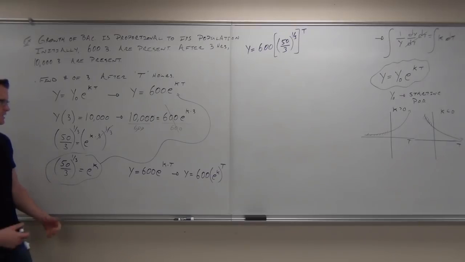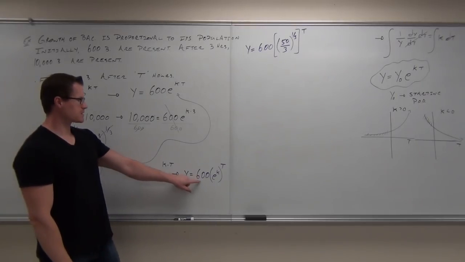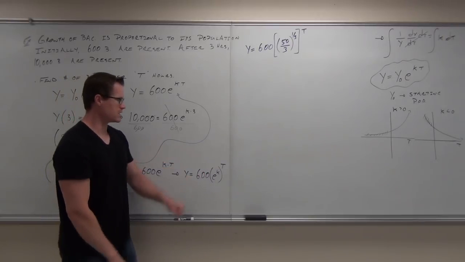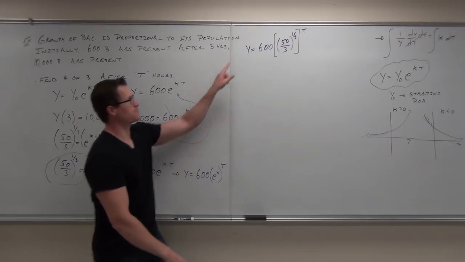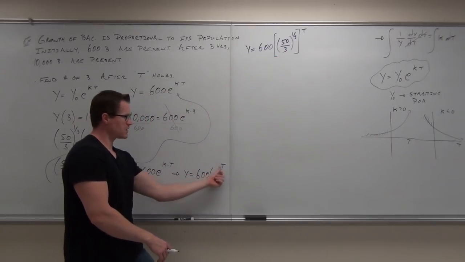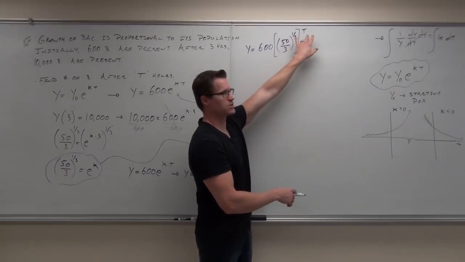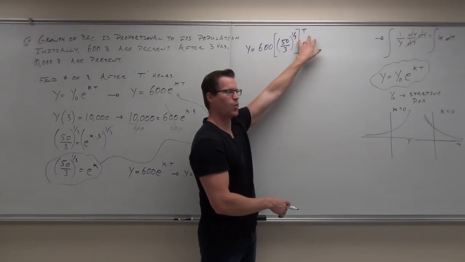Well, now we go, all right, well, let's think about this. This is really 600 e to the k all to the t. Since e to the k equals 50 over 3 to the 1/3 power, but this is raised to the t, therefore this is raised to the t power. You follow? One last thing we're going to do.